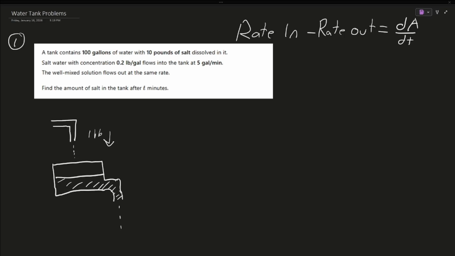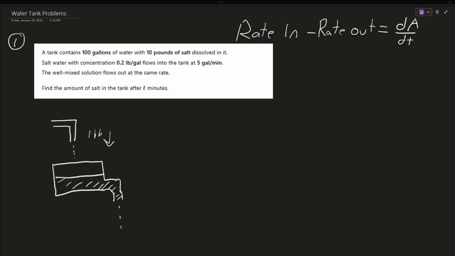In this lecture, we will be covering water tank problems. So we will use modeling with differential equations to solve complicated water tank problems. We will have two cases. In one case, we will have an amount of water flowing into the tank and a different amount of water flowing out of the tank, which will change the volume of the tank.